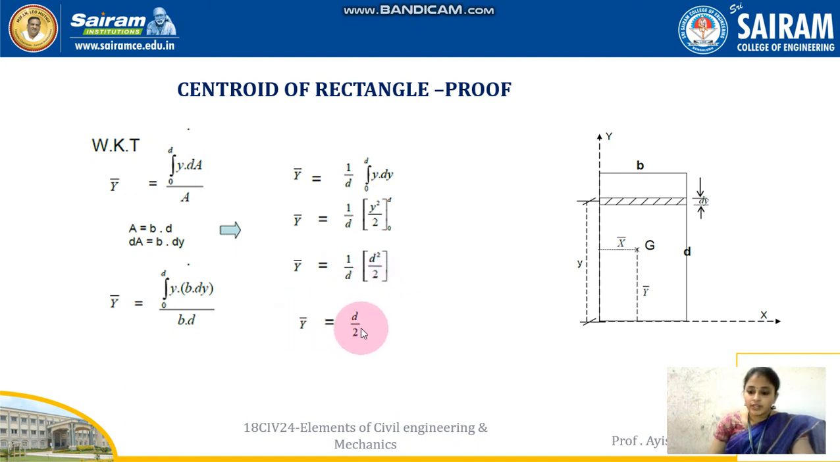From the derivation we have found y bar as d by 2. But just by seeing this figure you will understand that it is the half distance, so y bar is equal to d by 2 and x bar is equal to b by 2. But as with the rectangle, we cannot say this for all figures. That's why we are going for these integration derivation methods. So it is found that y bar is equal to d by 2.